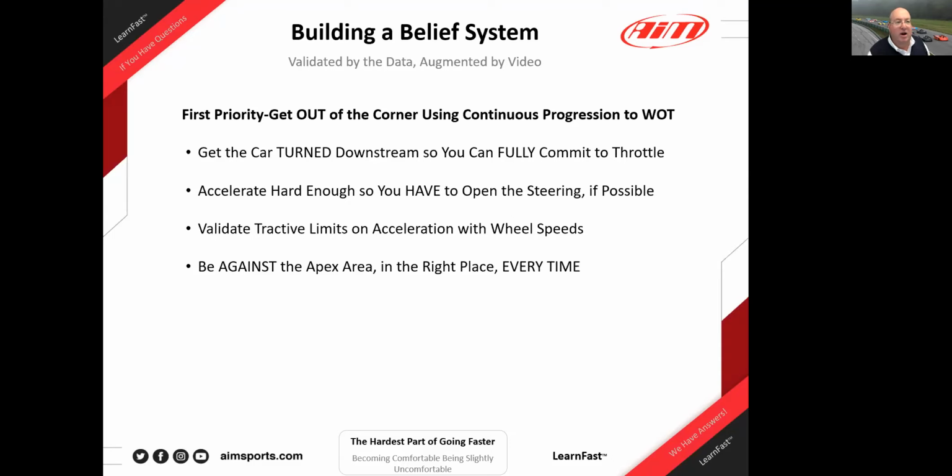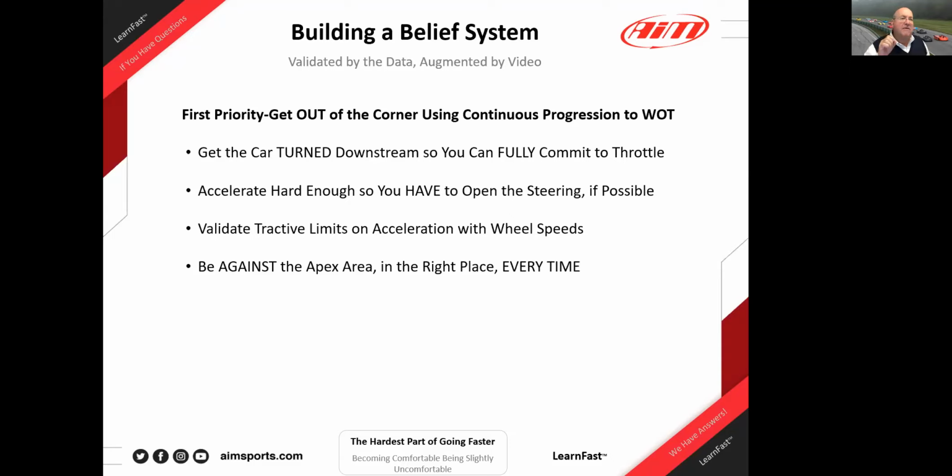So here we have: get the car turned downstream so you can fully commit to throttle. That's number one. That's the number one goal in order to be able to use continuous progression to wide open throttle. Accelerate hard enough so you have to open the steering, or you feel and see wheel speed spikes upward. Validate those tractive limits on acceleration with the wheel speeds.